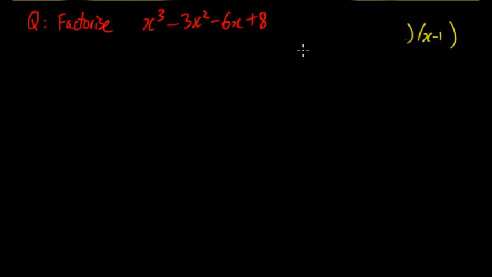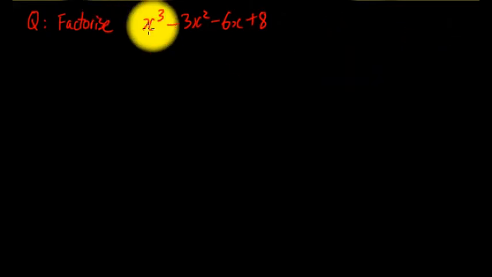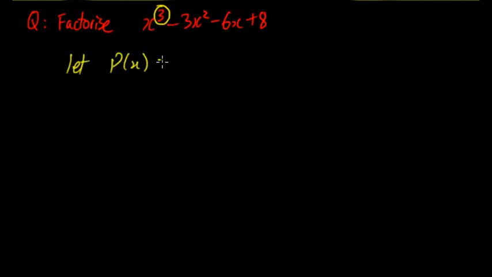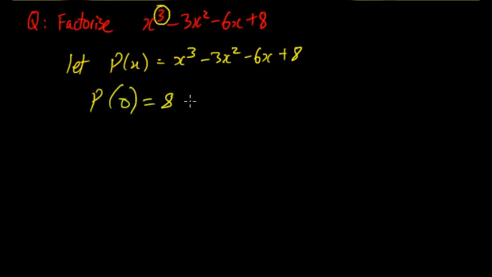We can't use the quadratic formula either, as it's x to the 3, so it's to the power of 3, not to the power of 2. But we can start off by saying let p(x) equal x^3 - 3x^2 - 6x + 8. Then we can sub in some values. So let's say p(0). This is equal to 8, which is not equal to 0. So therefore, x + 0 is not a factor.